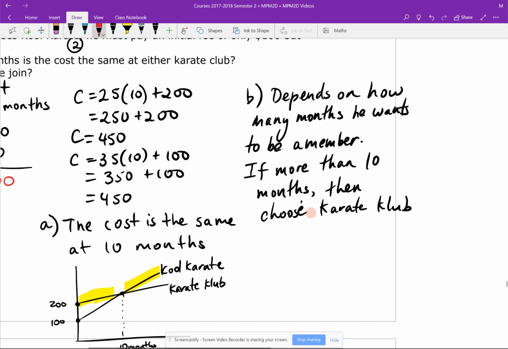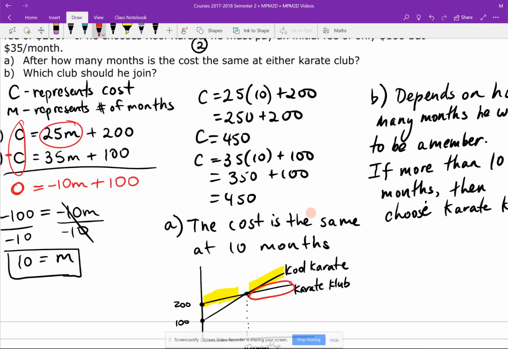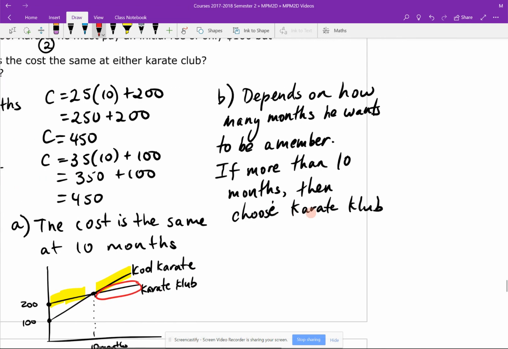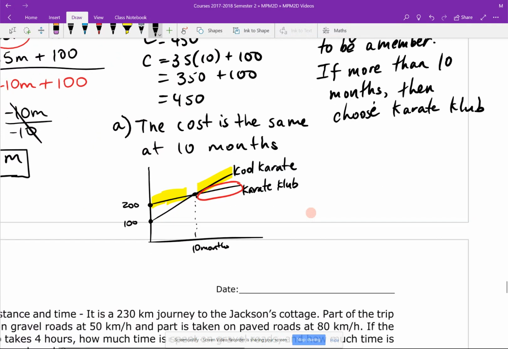Why? Because if you look on the graph, the monthly rate's still cheaper. You've already passed the point where they have the same cost. So it's just a matter of which one has the cheaper monthly cost, and that's Karate Club, $25 a month.